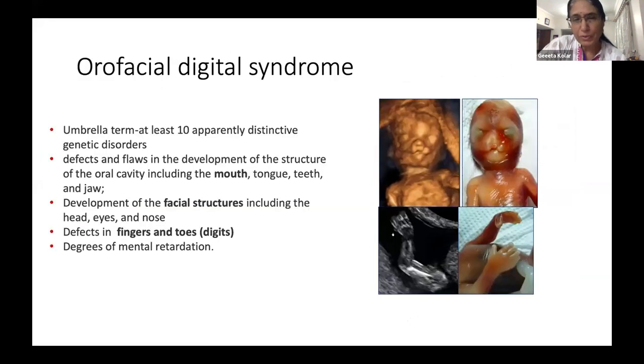Then what is orofacial digital syndrome? When you have polydactyly and clefts, you are able to diagnose orofacial digital syndrome. These abnormalities are very important because they have an increased recurrence risk. They are generally autosomal recessive in inheritance.